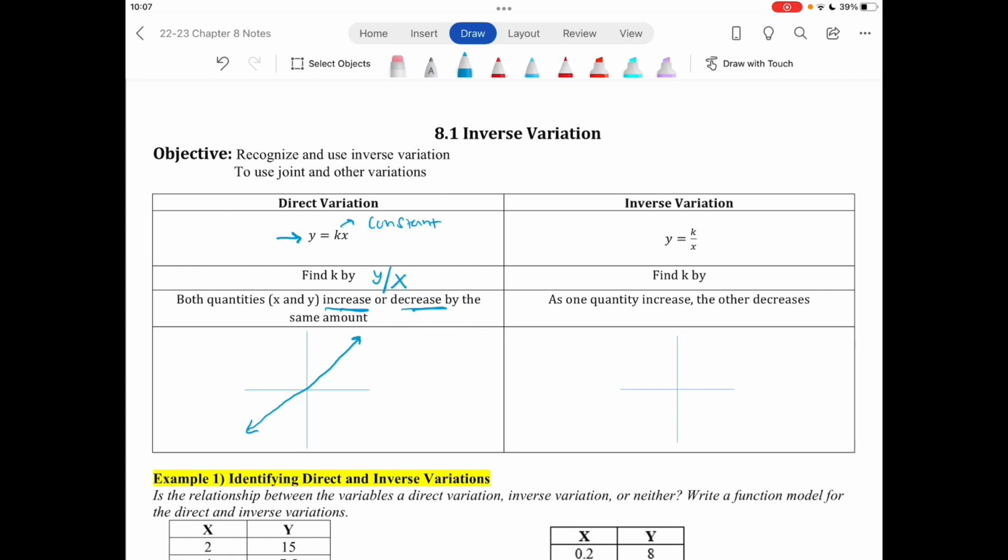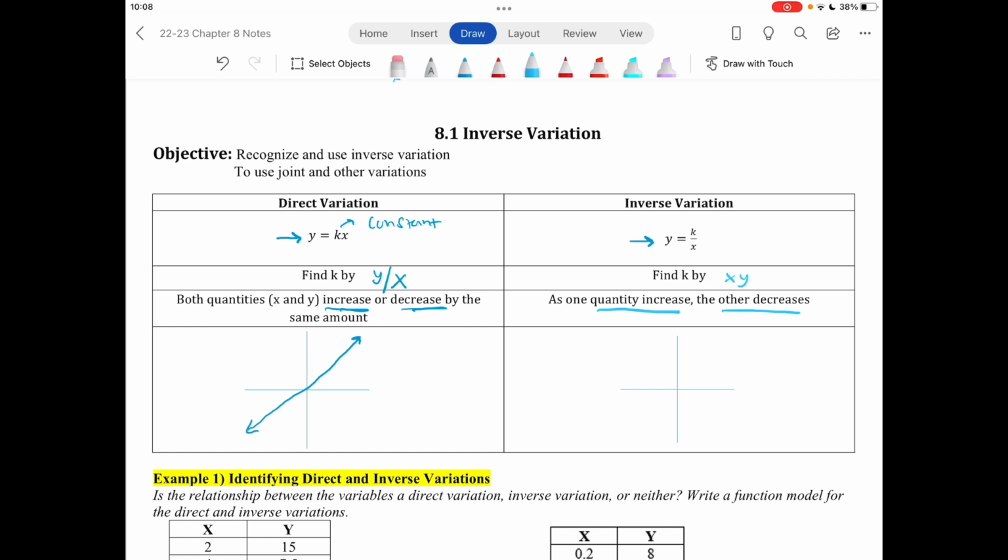On the other hand, with an inverse variation, it's always in the format y equals k divided by x. Again, k is going to be a constant. If we want to find k, we'd have to multiply both sides by x. That means we find k by doing x times y. And with inverse variations, one quantity is going to increase while the other one decreases, or vice versa. They're always going opposite directions.